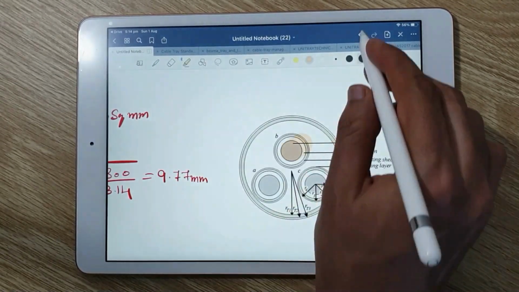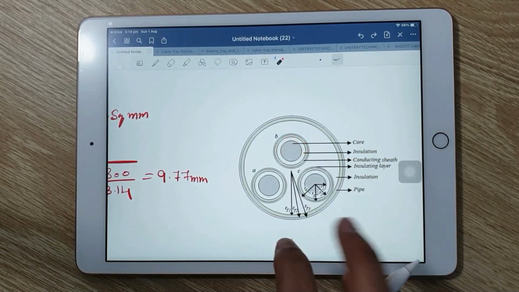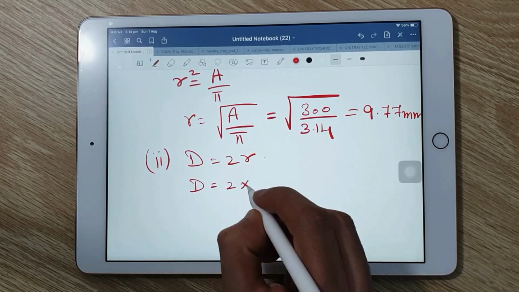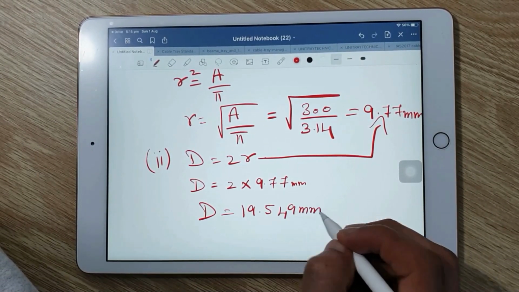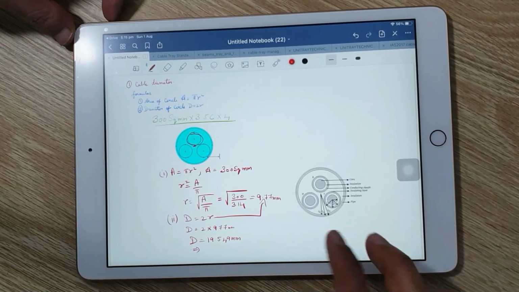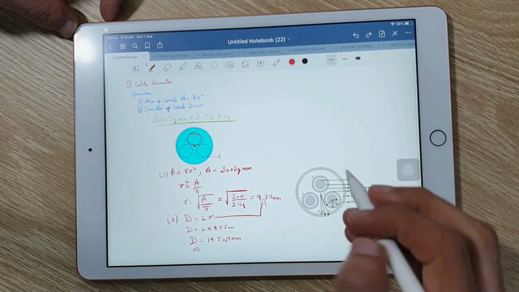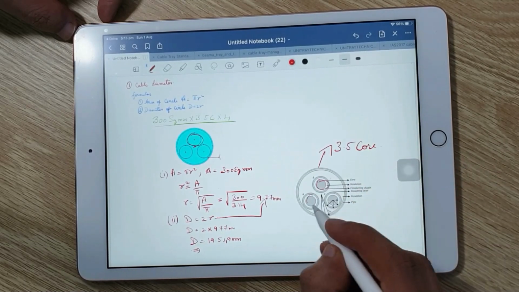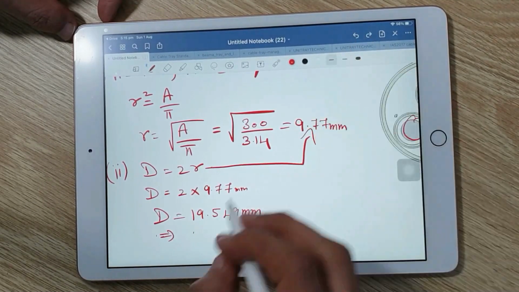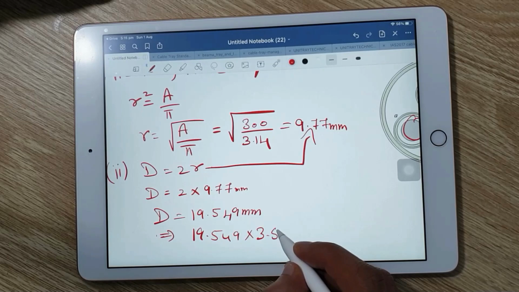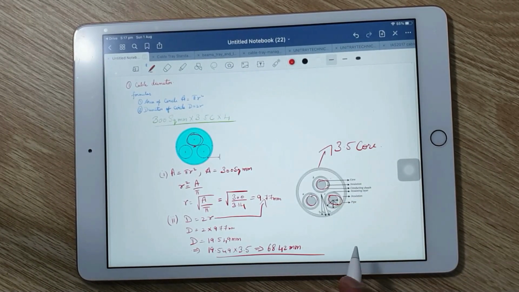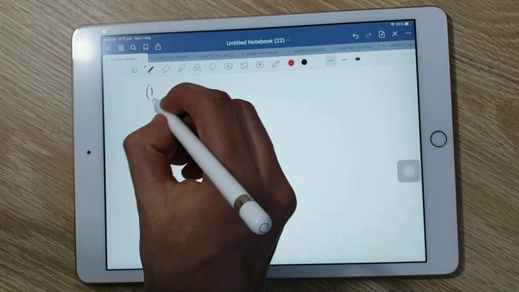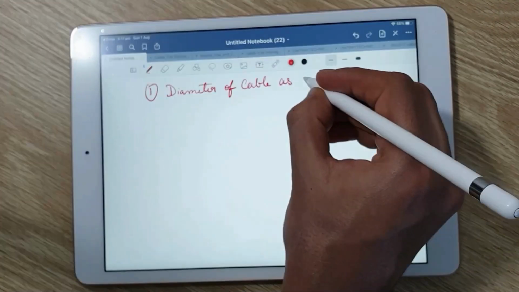So D equals 2r is the diameter formula for the conductor. So D equals 2 into 9.77 mm. So D equals 19.549 mm. As we know that we are using a 3.5 core wire, so we need to multiply this by 3.5. So 19.549 into 3.5 gives us a value of 68.42 mm. So this is the diameter of this cable, 68.42 mm.